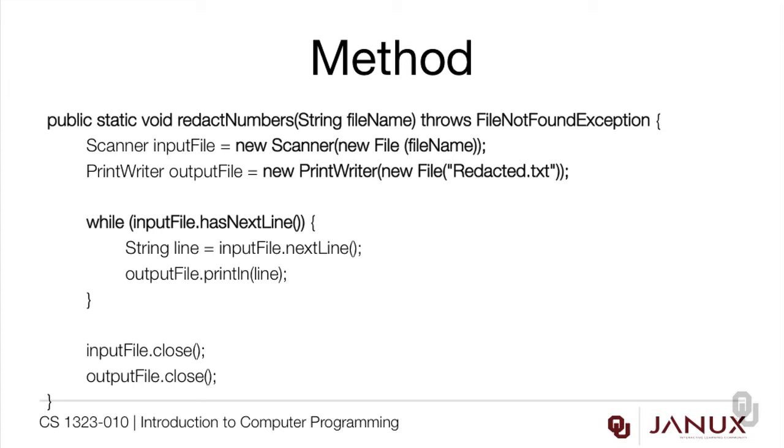So all that the method body looks like is just reading in one line at a time and writing that same line out. So as long as our input file has more lines, we read it using nextLine, and then we do output file.println of that line that's just read in. Then at the end, remember, we close the input file and close the output file.